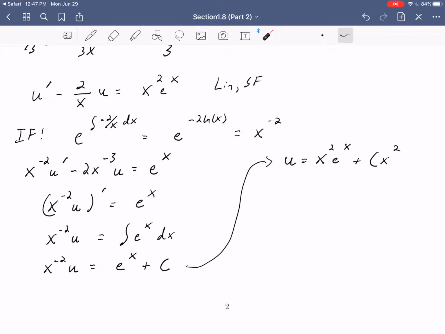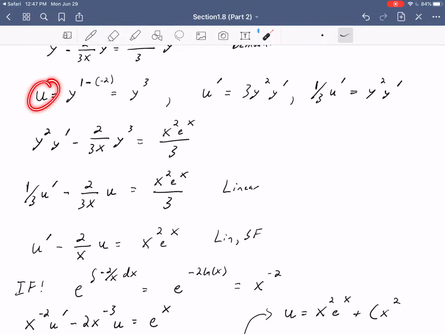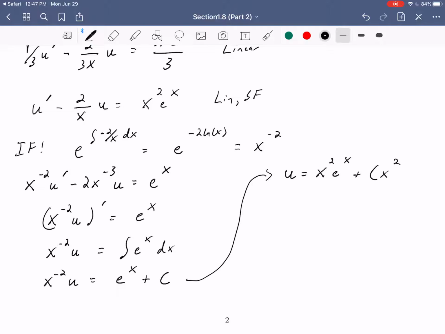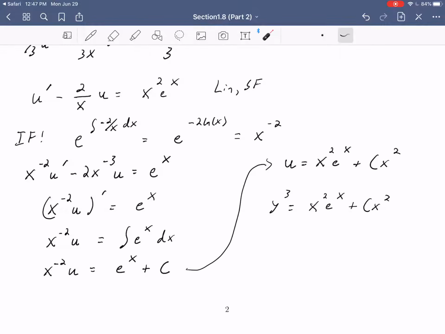Okay, now we've got to undo our change of variable. We had u was actually y cubed. So we have y cubed is equal to x squared e to the x plus c x squared. Obviously, we could just leave it in this format, but since y cubed does have a full inverse, it's not a restricted inverse because the cube root is always applicable.